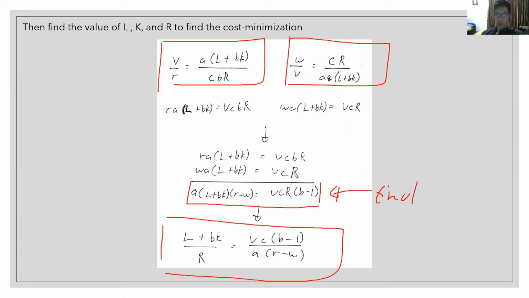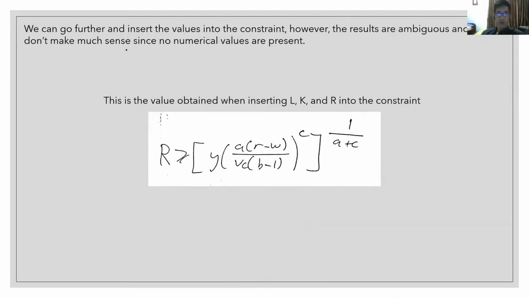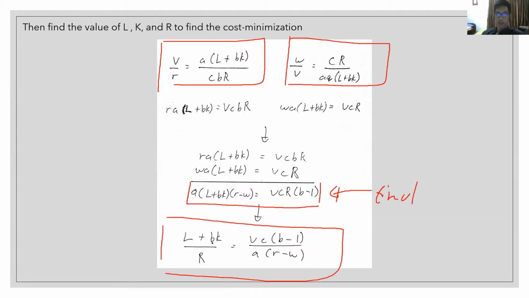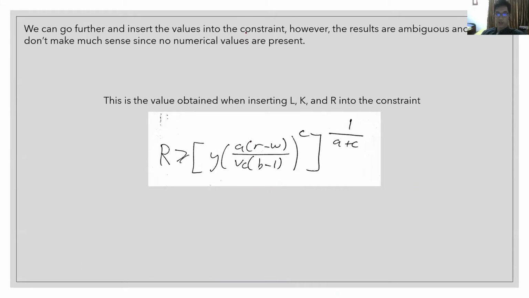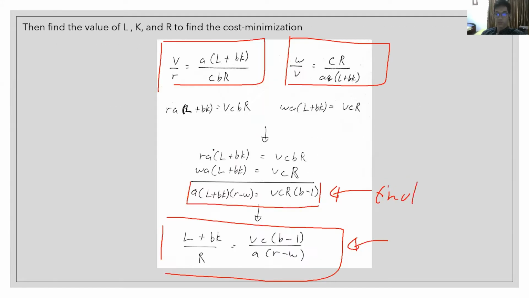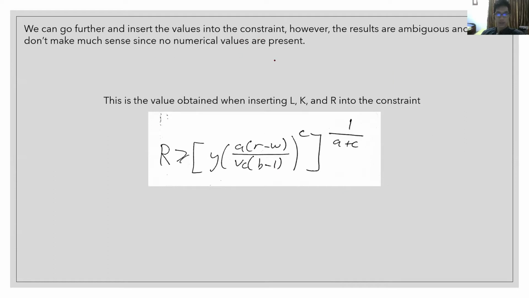Before we interpret this, we can actually go further and insert this value into the constraint. However, the results are very ambiguous and don't make much sense because it's just more letters, right? So just to show you, this is the value I obtained after inserting L, K, and R into the constraint, which gives us the result for revenue is bigger than all of this, but this doesn't actually make much sense because it's all just letters and it's jumbled up.